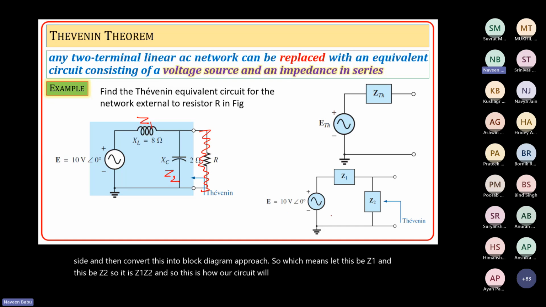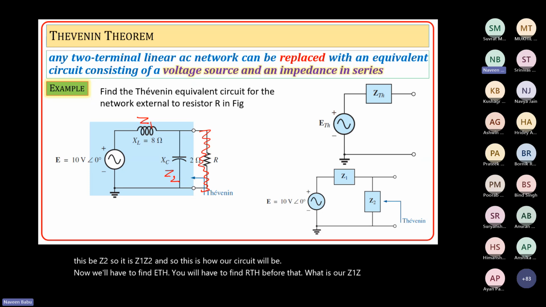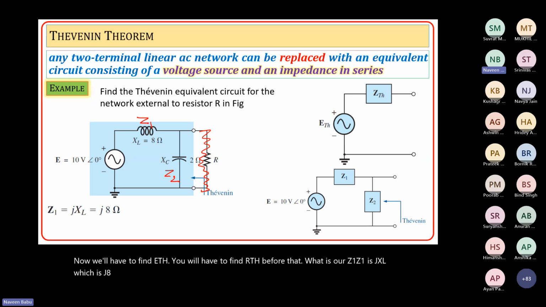Now we will have to find ETH and ZTH. Before that, what is our Z1? Z1 is JXL, which is J8. And Z2 is minus JXC, which is minus J2 ohms. Now we will have to find our Thevenin equivalent impedance first.